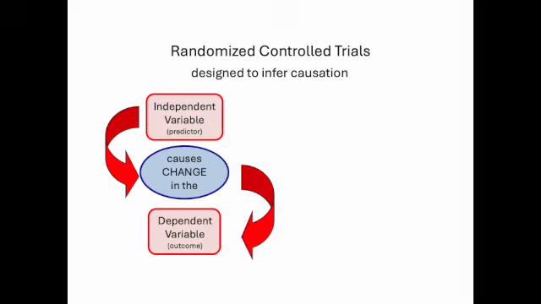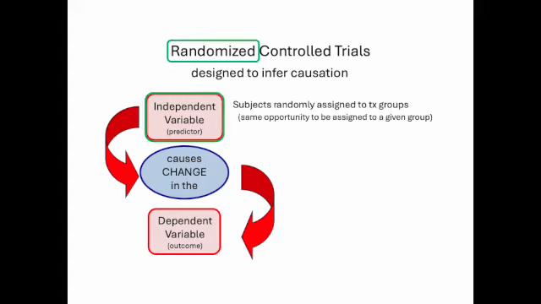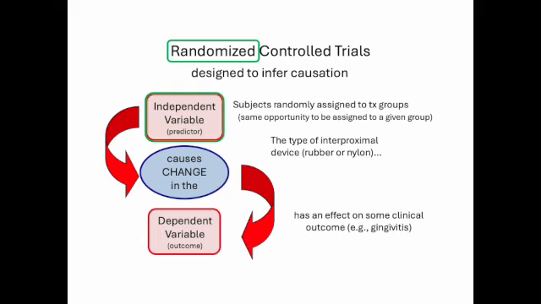The independent variable, the predictor, let's say the treatment, is thought to cause the change in the outcome, the dependent variable. Subjects are randomly assigned to the levels or the groups of the independent variable so that there's no bias in who gets into what group. If you do random assignment, then each subject has the same chance of being in the treatment versus control if we just take a simple design. So in the case of the interproximal devices, a randomized control trial would be saying that the type of interproximal device, rubber or nylon, has an effect on the outcome, like gingivitis, for example, cause and effect.